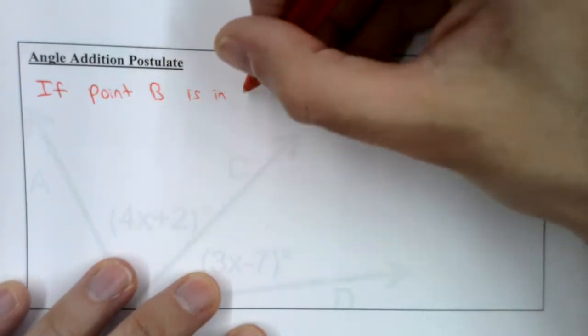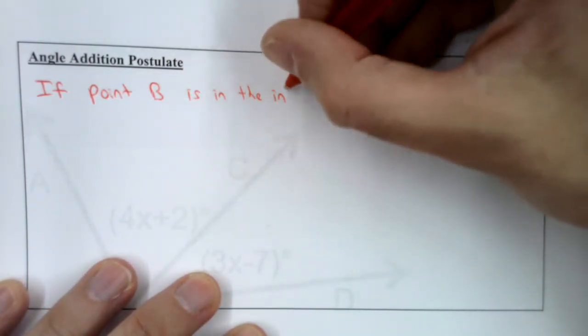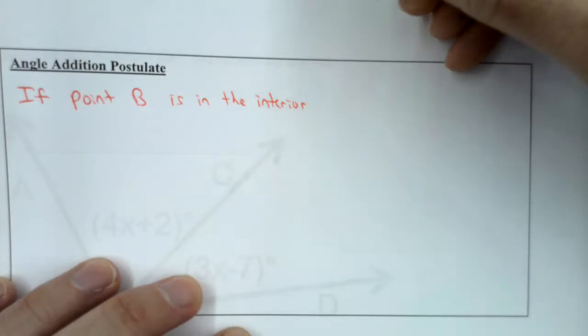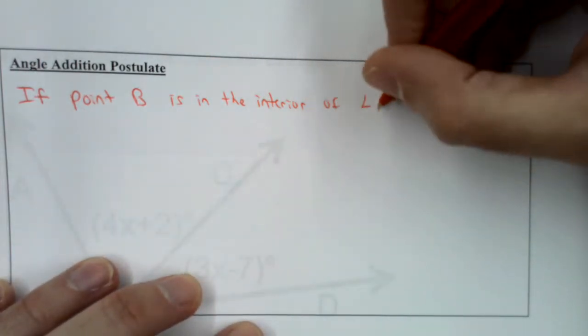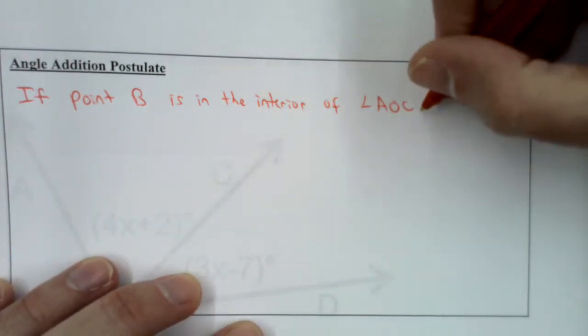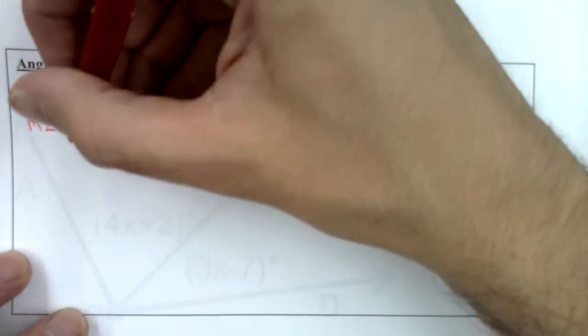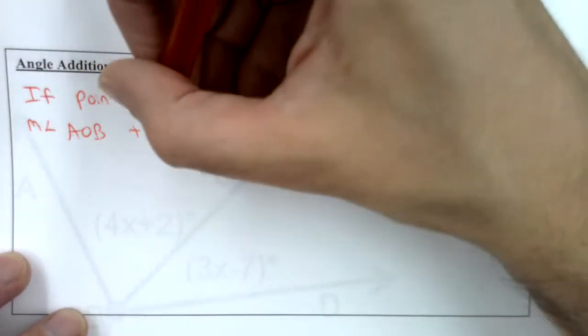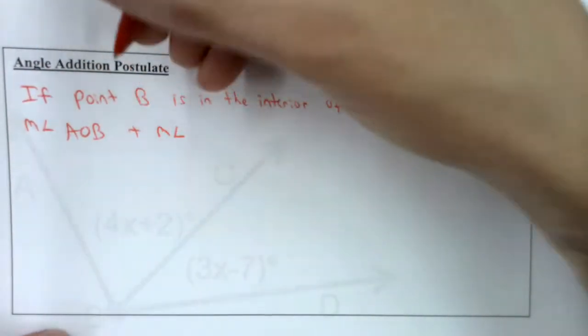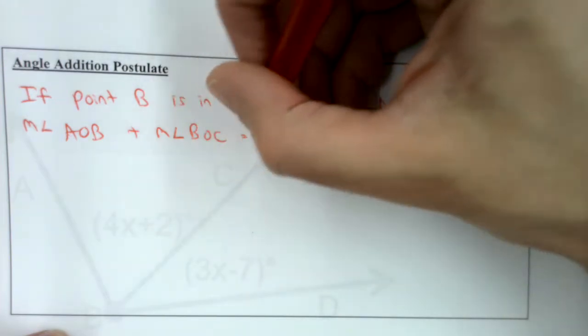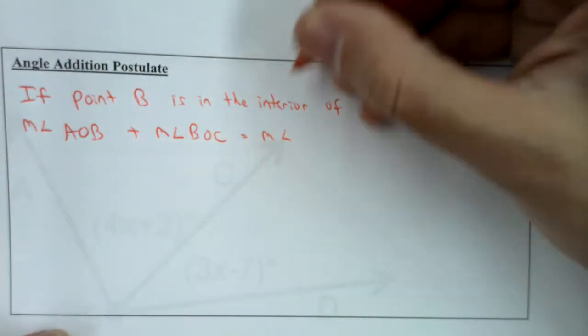If point B is in the interior, that means inside, of angle AOC, then you can say the following. The measure of angle AOB plus the measure of angle BOC equals the measure of angle AOC.